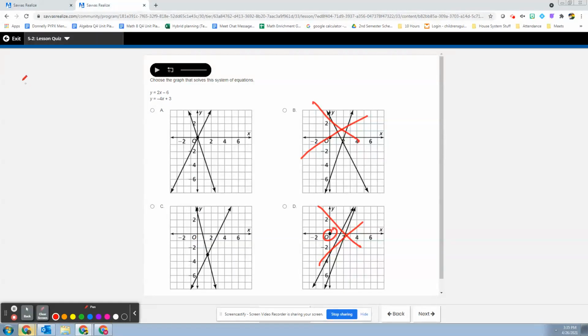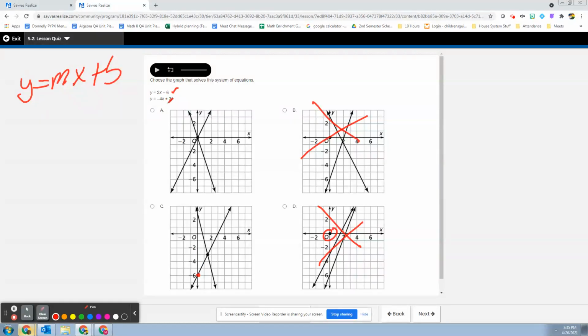Luckily, they're already in slope-intercept form. Y equals mx plus b. The slope of this first line is 2, and with a y-intercept of -6. So I look, and this looks like our y-intercept is the origin. This one looks like I have a y-intercept of -6, so that could be this line. So it could be C.